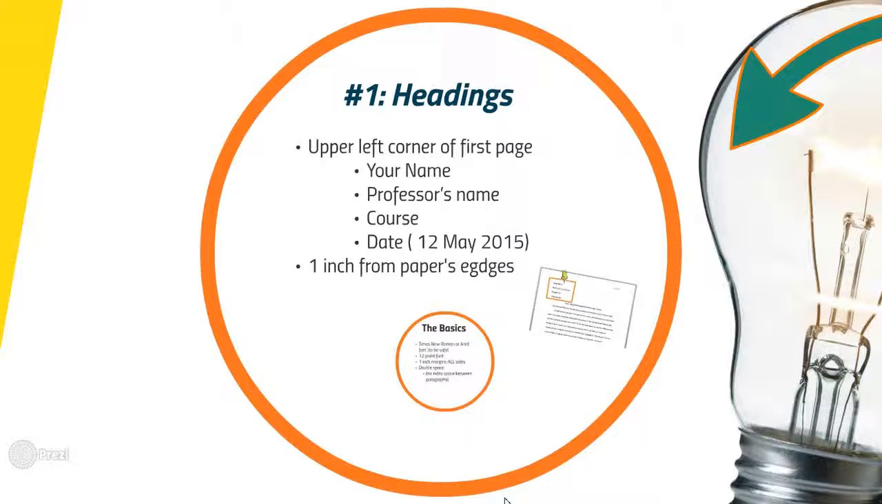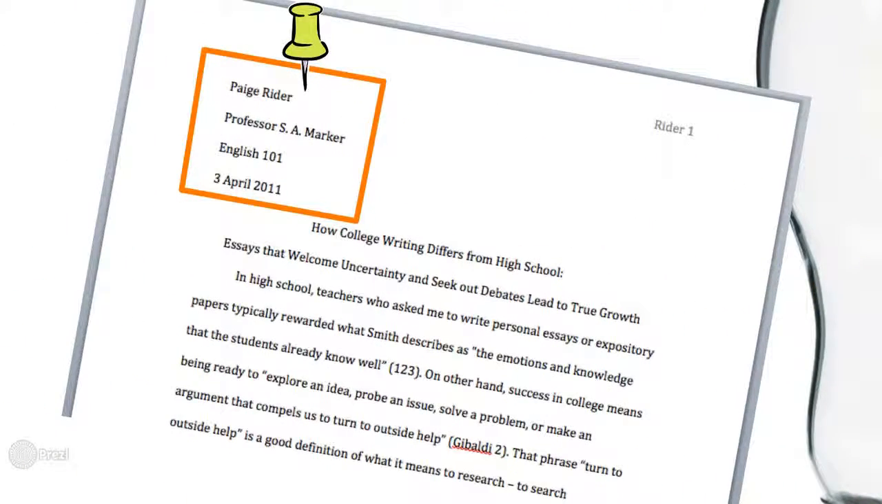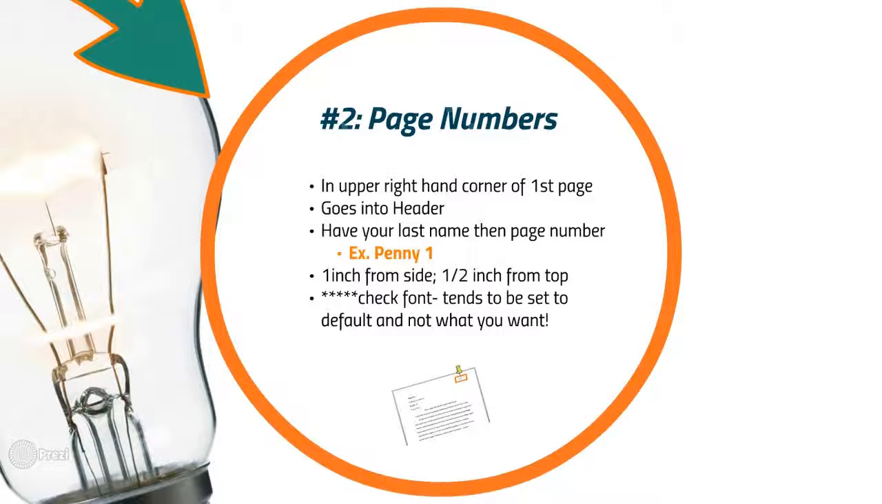Now, let's get to the nitty-gritty. Headings. Headings go in the upper left-hand corner of your paper. It'll have your name, your professor's name, your course, and the date. Notice that the date is written with the day, month, year format. And it's going to be 1 inch from the top of the page and 1 inch from the side of the page. And here's an example. Name, professor, class, date. Notice that your title is no different than the rest of the font. No bolds, no italics.